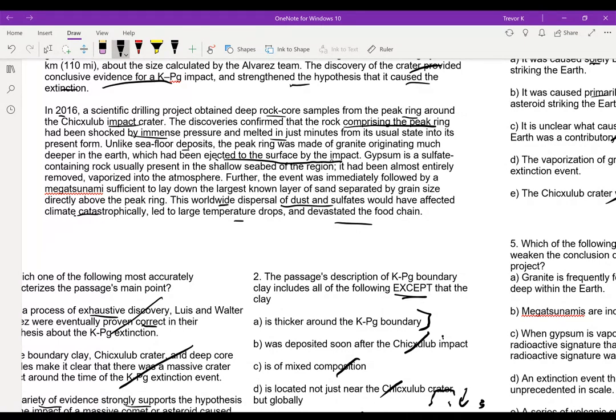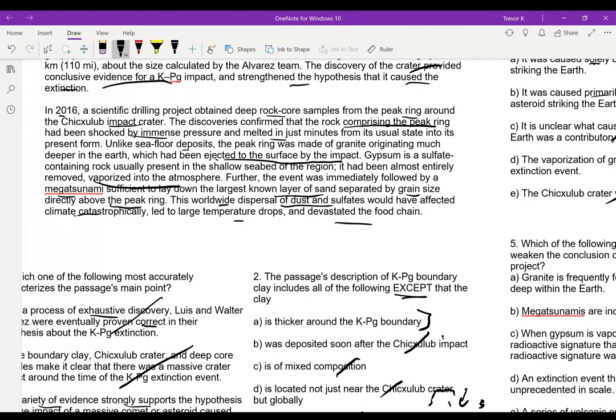Gypsum is usually present in the shallow seabed of the region and had been almost entirely vaporized. The event was immediately followed by a mega tsunami sufficient to lay down the largest known layer of sand separated by grain size directly above the peak ring.